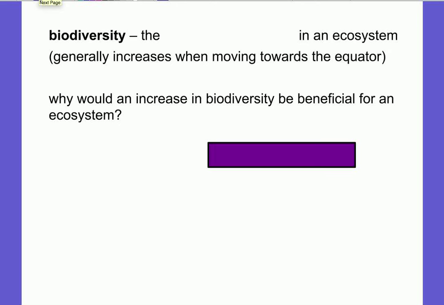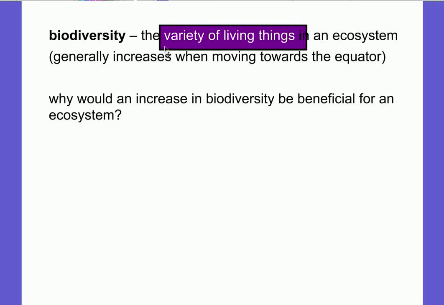The other part of this section, another thing in here, we need to talk about biodiversity. That would be the variety of living things in an ecosystem. And there's a note here that says that biodiversity generally increases as you move towards the equator. So you're saying you have lots of different kinds of living things. And we're trying to understand how that can be beneficial for an ecosystem.